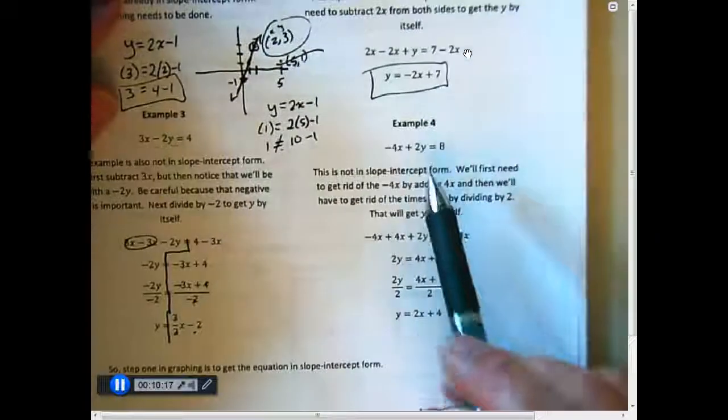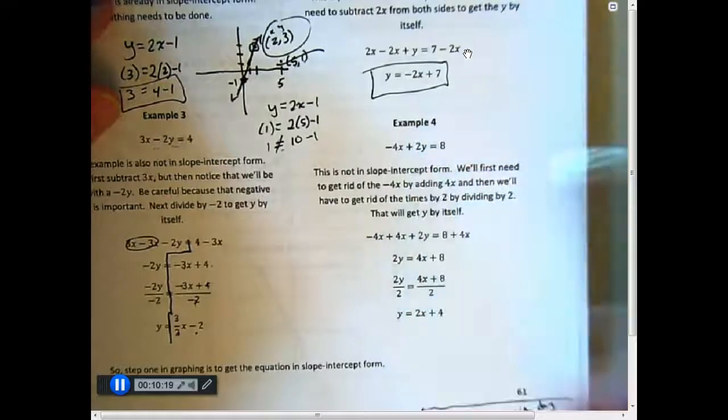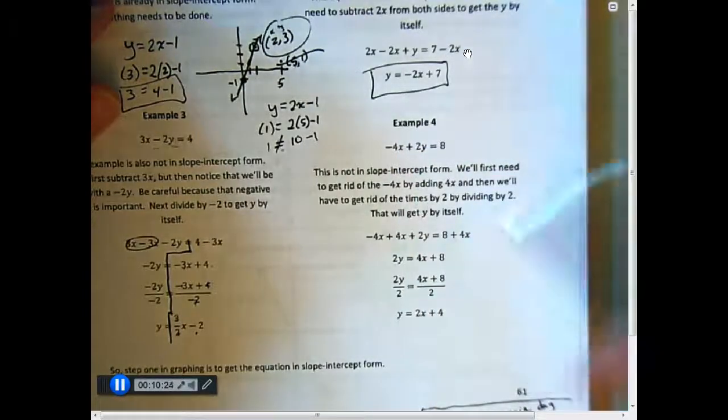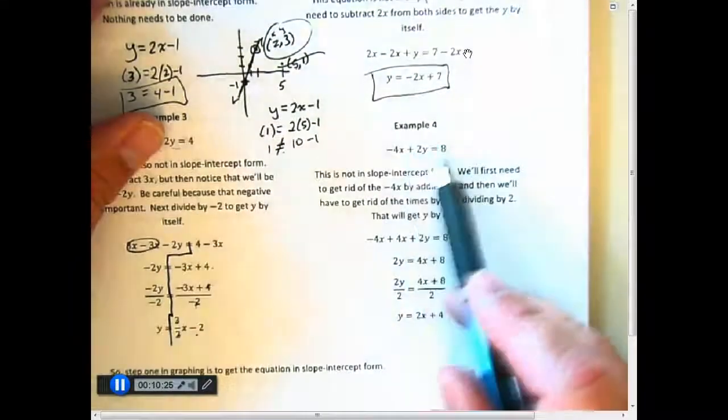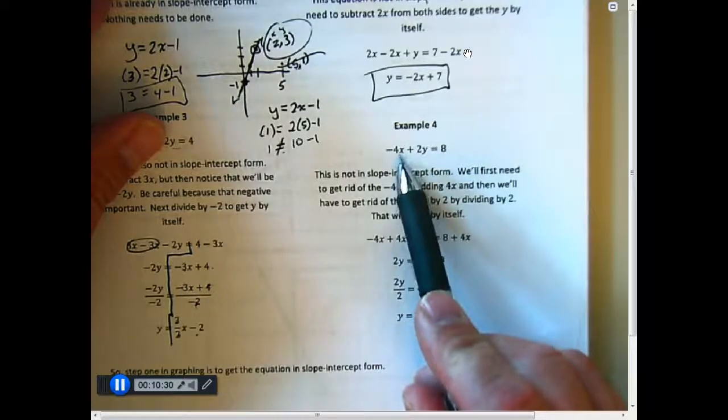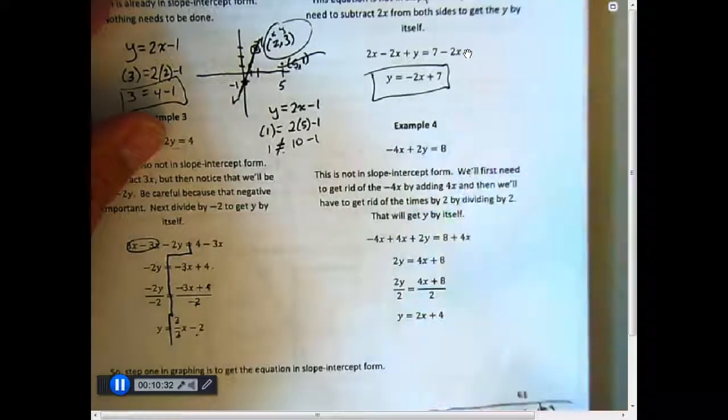Okay, and then the last one, they make it a little more complex, maybe. Actually, I think this one's a little easier. But they add the 4x and then they divide by 2. Hopefully you could just look at this to change your equation, you could go, well, I'm just going to add 4x and then divide by 2. You know your 2 steps. Okay, we end up with 2x plus 4.